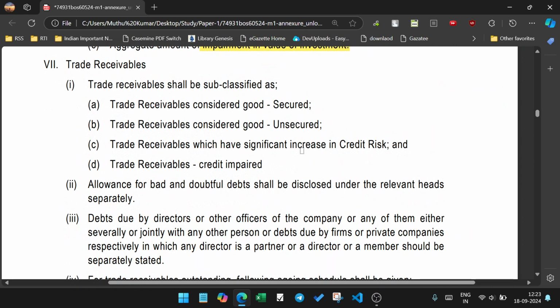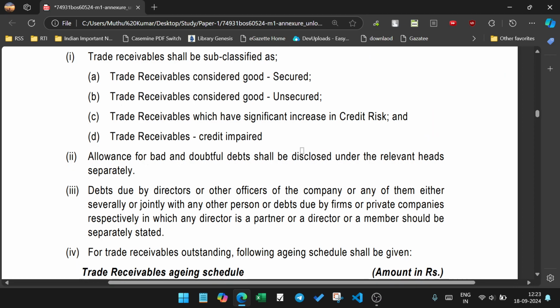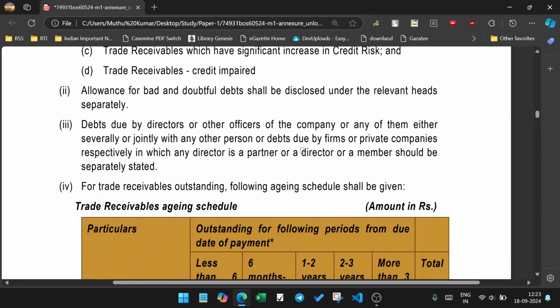Trade receivable. Trade receivable shall be subclassified into trade receivable considered good secured, trade receivable considered good unsecured, trade receivable which has significant increase in credit risk, and trade receivable credit impaired. The allowance for bad and doubtful debt shall be disclosed under the relevant head.